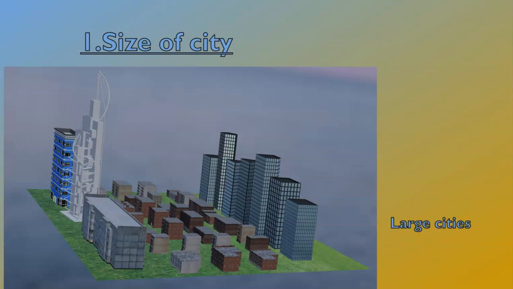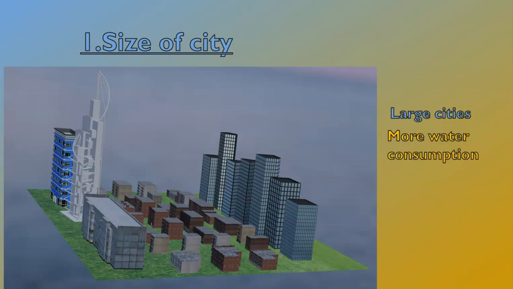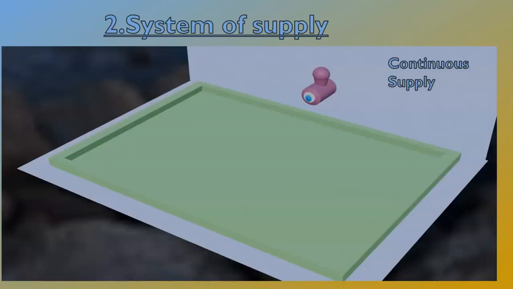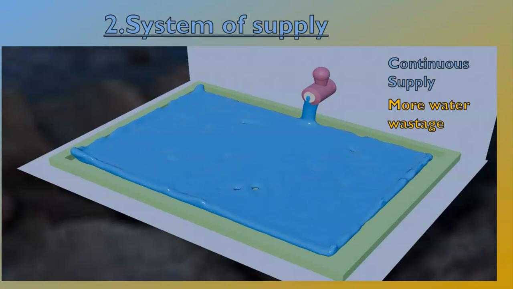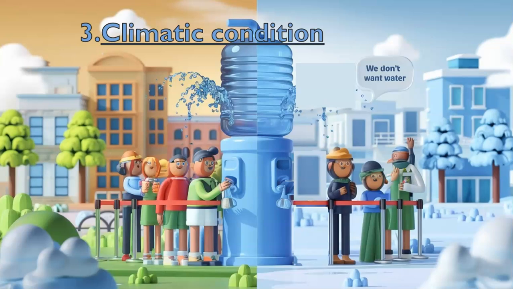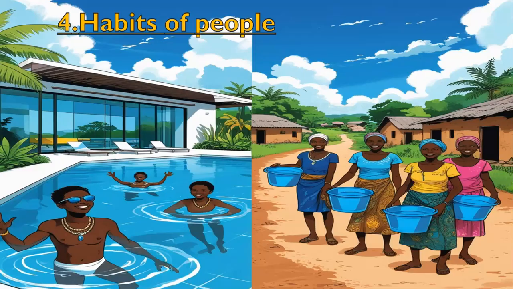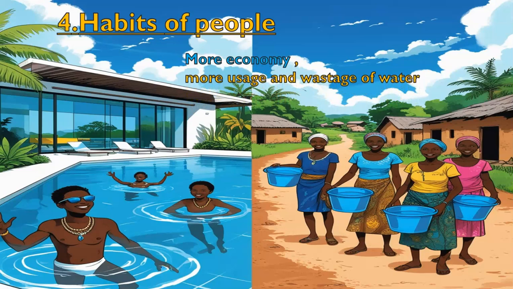So number 1, size of the city. For large cities, there will be more water consumption, and for small cities, it will be the reverse. For system of supply, if there is continuous supply, you can see there will be more wastage of water. And if there is intermittent supply of water, there will be less wastage of water. Number 3, climatic conditions. For hot climate and cold climate, you can see the difference. For hot climate, more water is necessary. Then habits of people. The one on the left shows people with more economy, where there will be more usage and wastage of water.